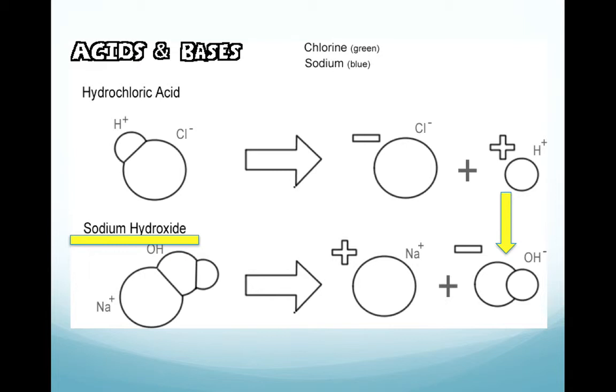Bases are substances that will donate hydroxide or OH negative ions into a water solution, or they can accept hydrogen ions in solution. So the stronger the base, the more likely it is to dissociate in the water. And that means that the stronger the base, the higher the concentration of hydroxide ions in solution.